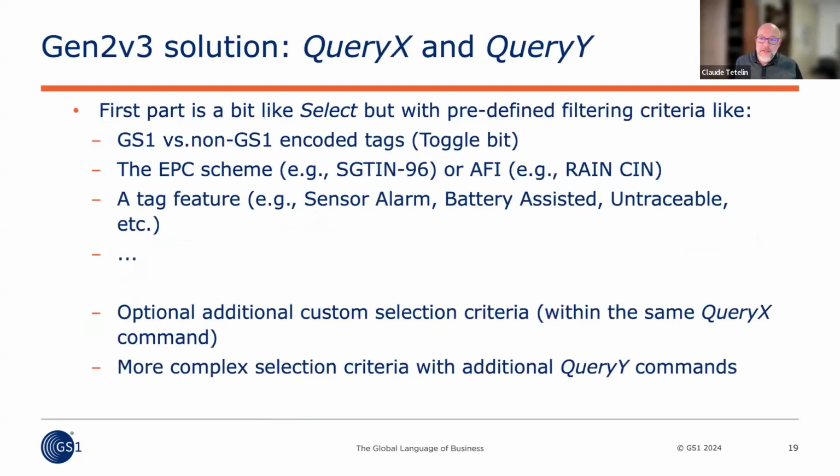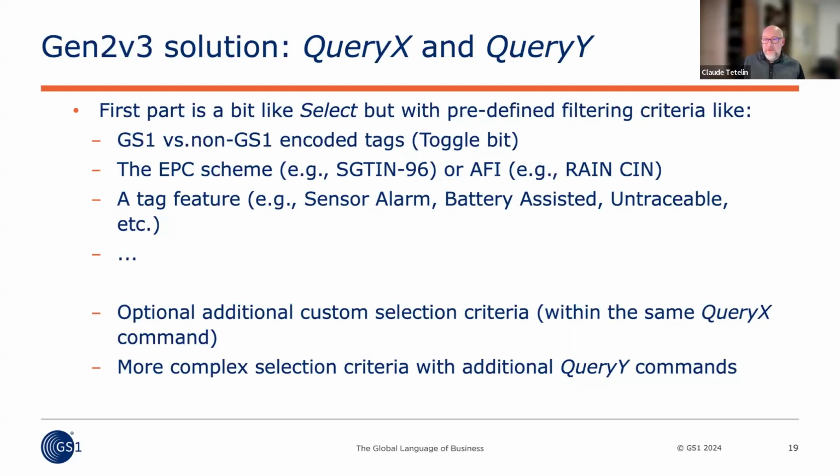This is, to my view, one of the reasons why the select command is not widely used. So what is the Gen2v3 solution for that? We created two new commands named Query X and Query Y. Apologies for the names. We have not been very inventive, but this is really to make sure that people understand that Query X or Y are related to the inventory operation. These commands can be seen as a mix of Gen2v3 select and query commands. But we don't have two separate processes, tag selection and inventory. This is now a single process. This, by definition, will remove the issue of moving tags between select and query.